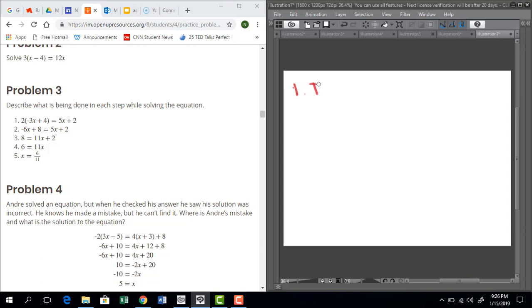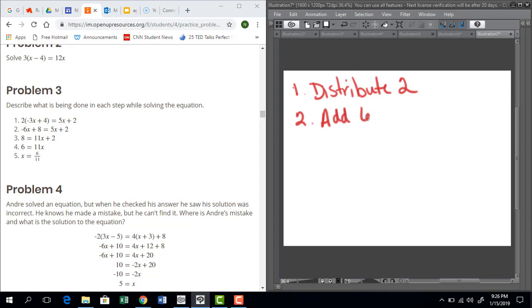So step 1: distribute the 2. And then the second step, if you look here, let's see what changed. Well, 8 stayed on this side, so 8 didn't change. The negative 6x is gone, and now the 5x is also gone. And so something happened on this side, on both sides actually. And what happened was we added 6x to both sides. So that's what happened. So step 2 is to add 6x to both sides.